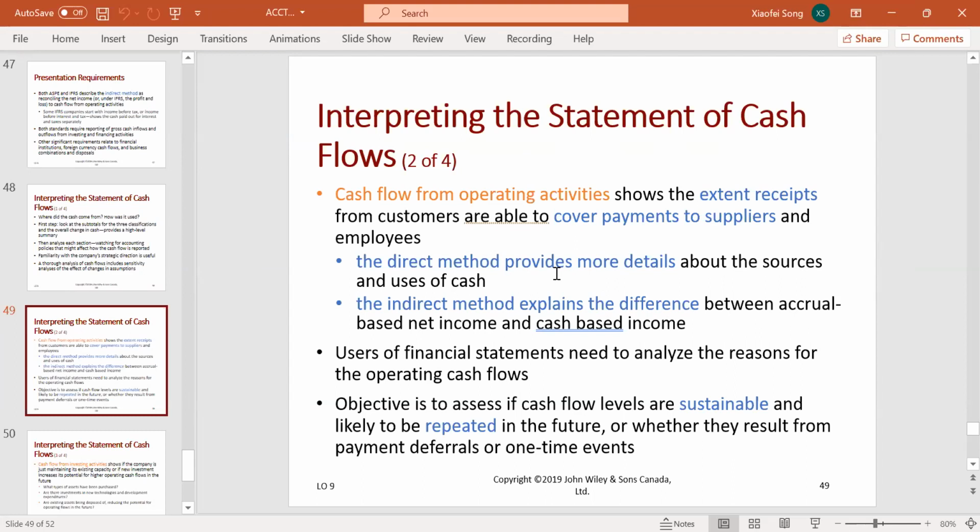I often see people saying, oh, you know, they have no accounts receivable, it's almost zero. That doesn't mean that a small number for accounts receivable on the cash flow statement means they have very little accounts receivable. It means accounts receivable changed by that level. Okay, so that's it. Users of financial statements need to analyze the reasons for operating cash flows. The objective is to assess if cash flow levels are sustainable and likely to be repeated in the future, or whether they result from payments or deferrals in one-time events.